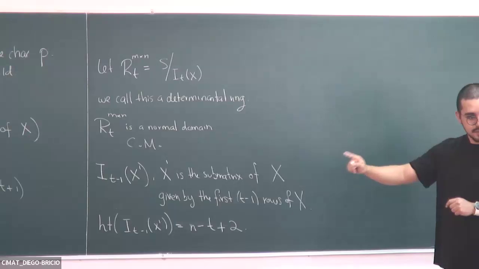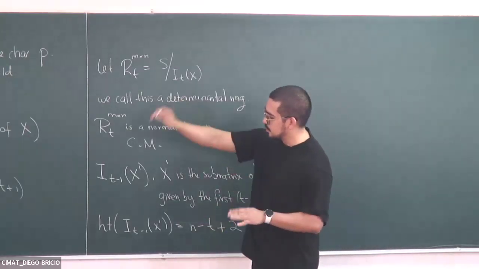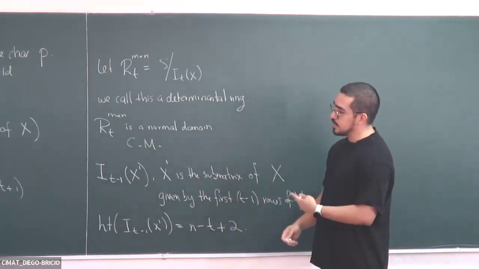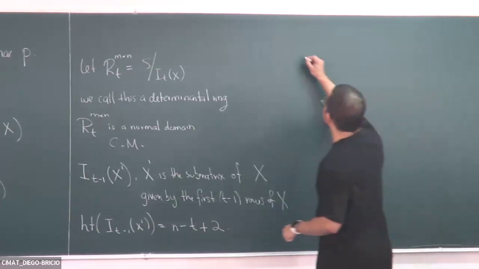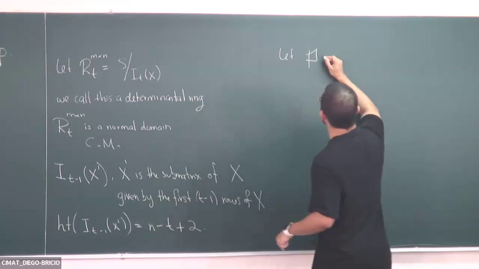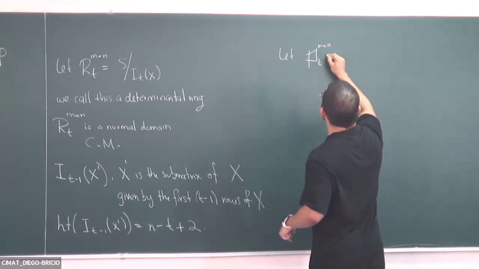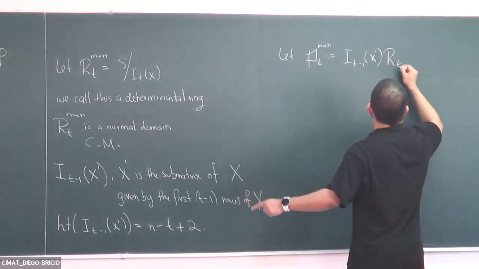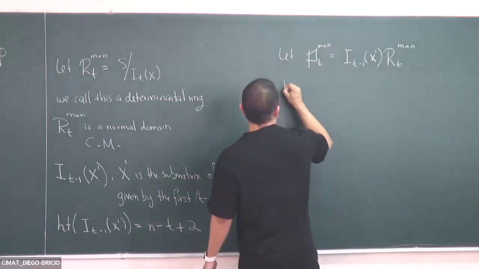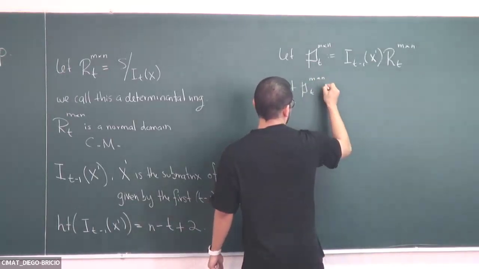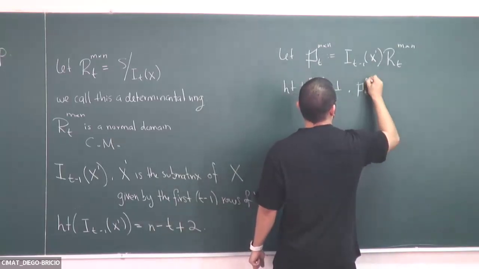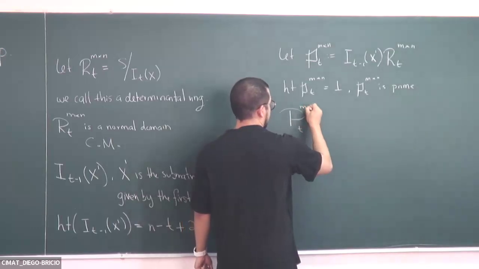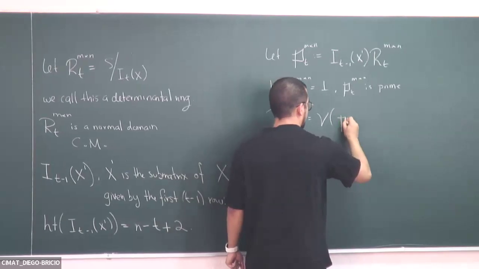Turns out that when we take the extension of this ideal to the quotient, it's going to be prime as well, and it's going to be a prime ideal of height 1. So we're going to set P_t to be the extension of this ideal to the determinantal ring. The height of this ideal is equal to 1, and we're going to have a divisor, a prime divisor.